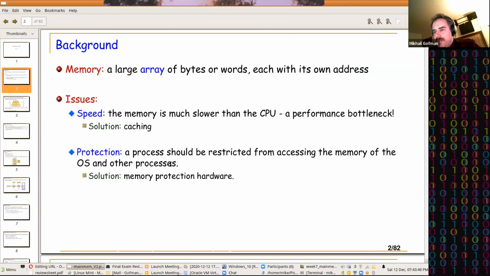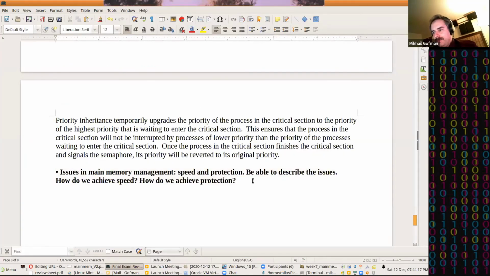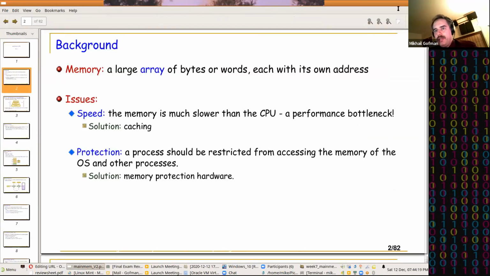And another issue is protection. On your system, you have many processes running at the same time, and each process gets its own memory. You want to make sure that each process can only access its own memory and it cannot access the memory of other processes. If it tries to, it needs to be stopped. So let's talk about that. We have already mentioned that the two issues are speed and protection.